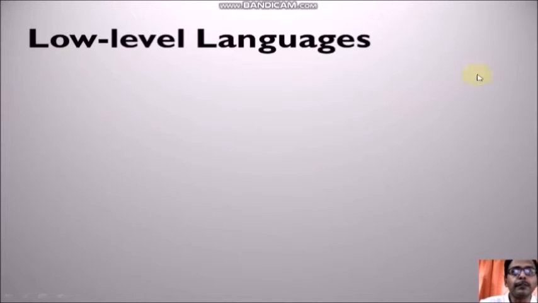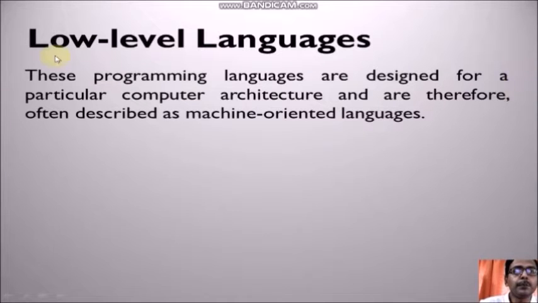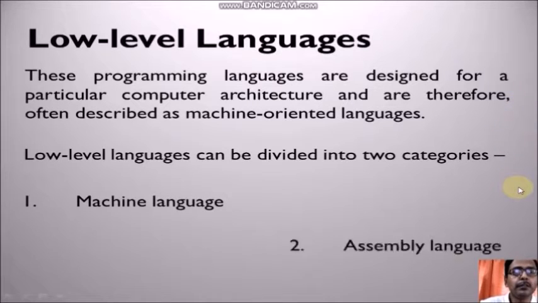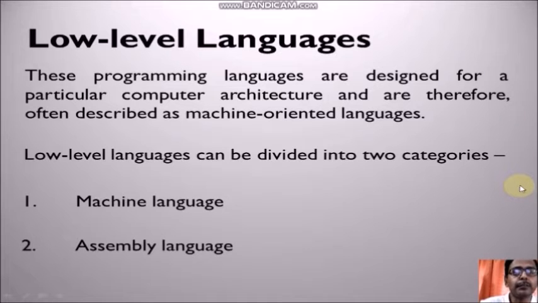First, low level languages. These programming languages are designed for a particular computer architecture and are therefore often described as machine oriented languages. So these are designed for a particular computer according to the structure, according to the hardware, and that's why these are known as machine oriented languages. Low level languages can be divided into two categories. What are those? One, machine language, and number two, assembly language.